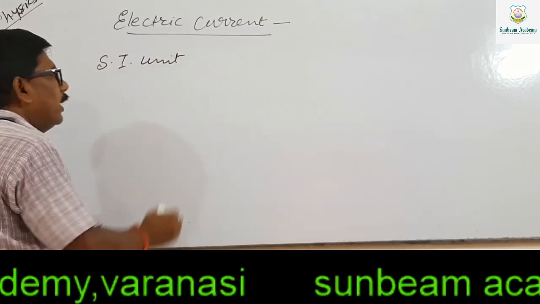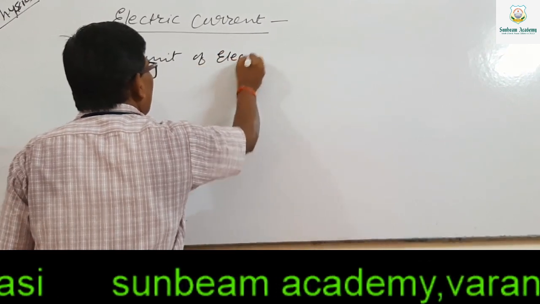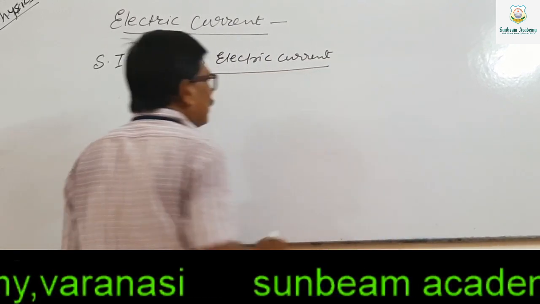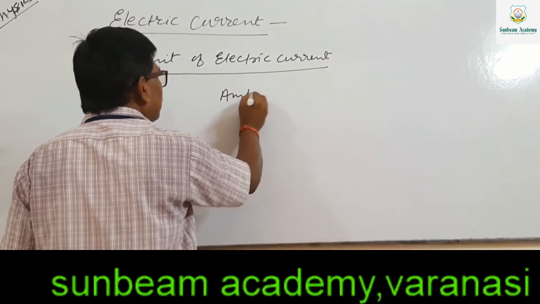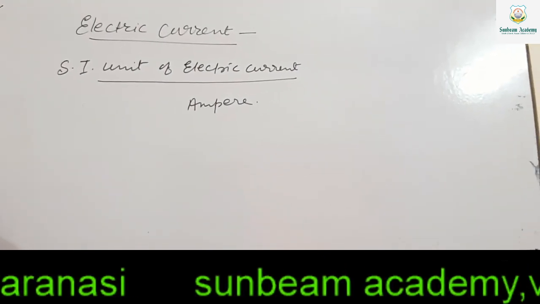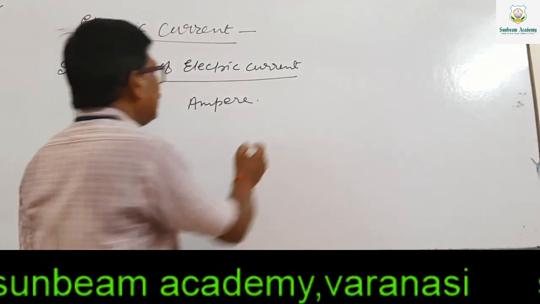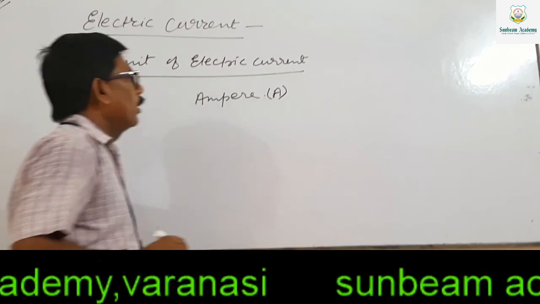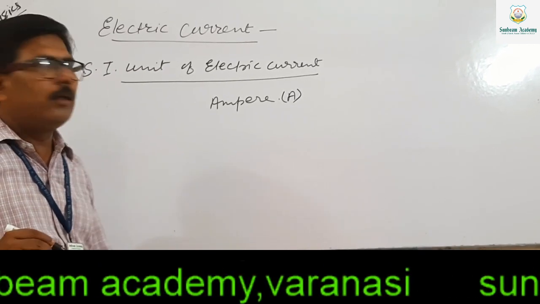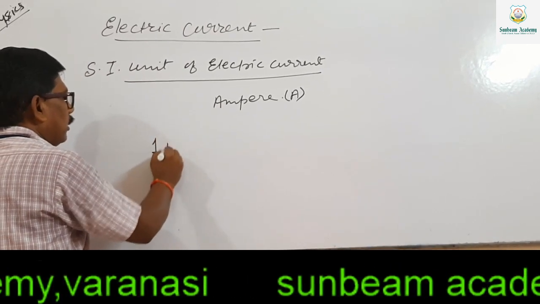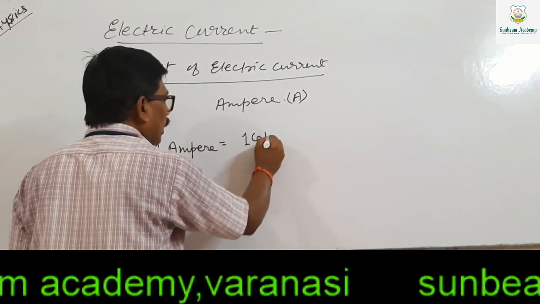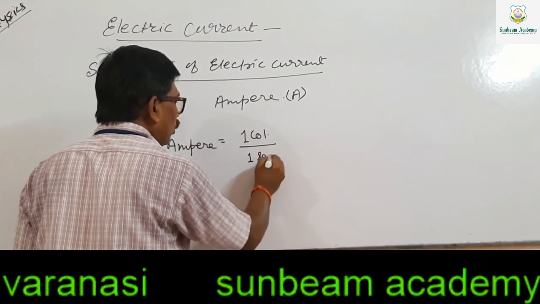SI unit of electric current is ampere, and it is denoted by capital A. SI unit of electric current is ampere and it is denoted by A. 1 ampere is equal to 1 coulomb upon 1 second.